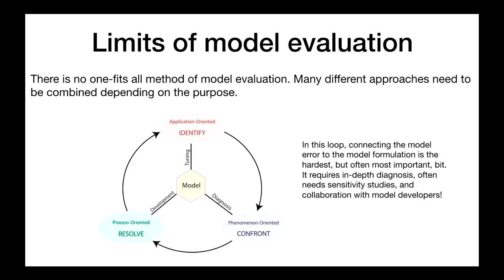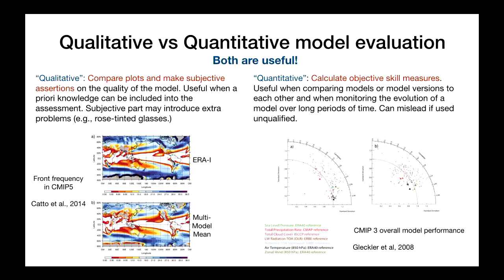And good model evaluation, and in many modeling centers this is happening, goes through this loop many, many times. You identify an error that you're annoyed with and that you think is really bad for your application and you need to do something about it. You diagnose where it might come from. You look at what processes may be involved in making it, and you improve those. This last bit is the hardest bit to do, and it's done the least well in the community. Okay, so just for your information, we're not that good at it.